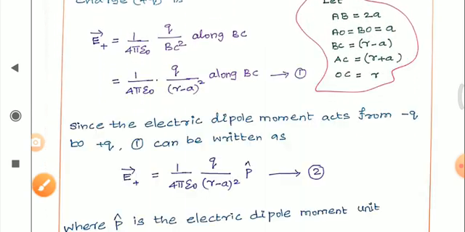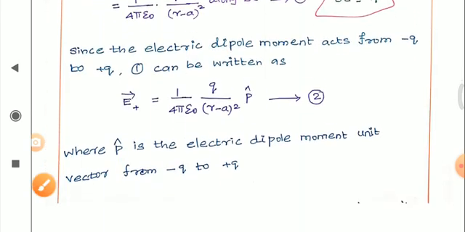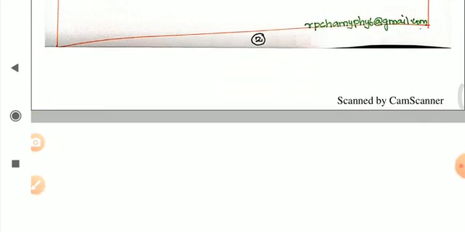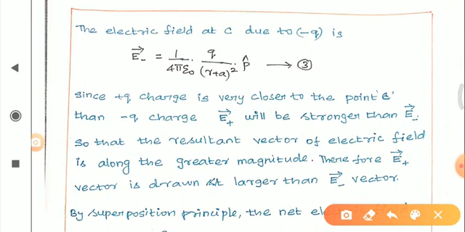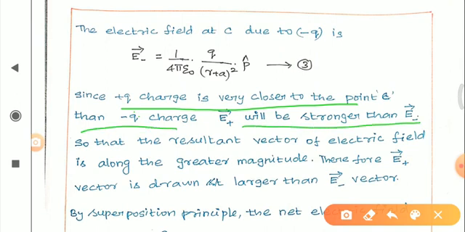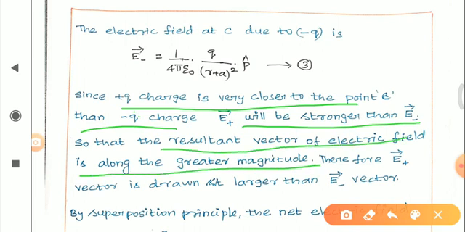After E minus, I wrote some explanation for you. In that I mentioned the point charge plus Q is much closer to the point C than the minus charge. E plus will be stronger, so the resultant electric field vector acts along the greater magnitude. Therefore, the E plus vector is drawn larger.